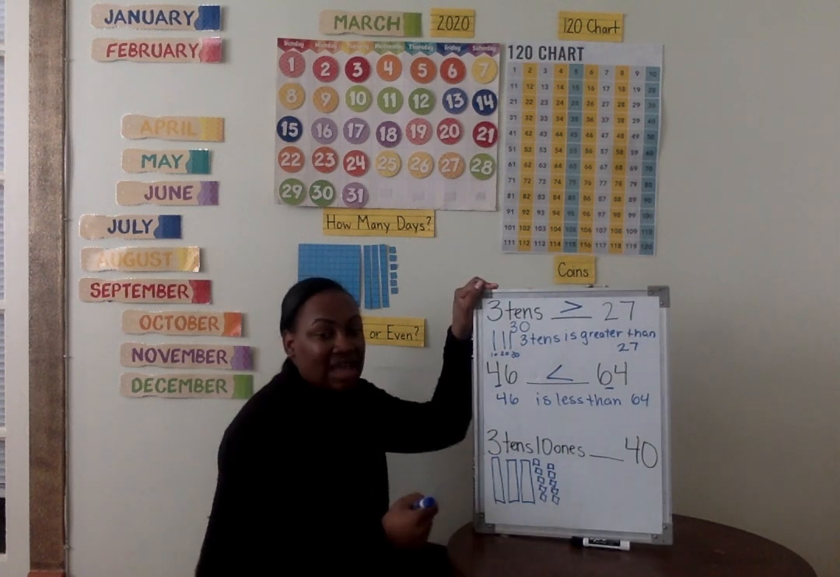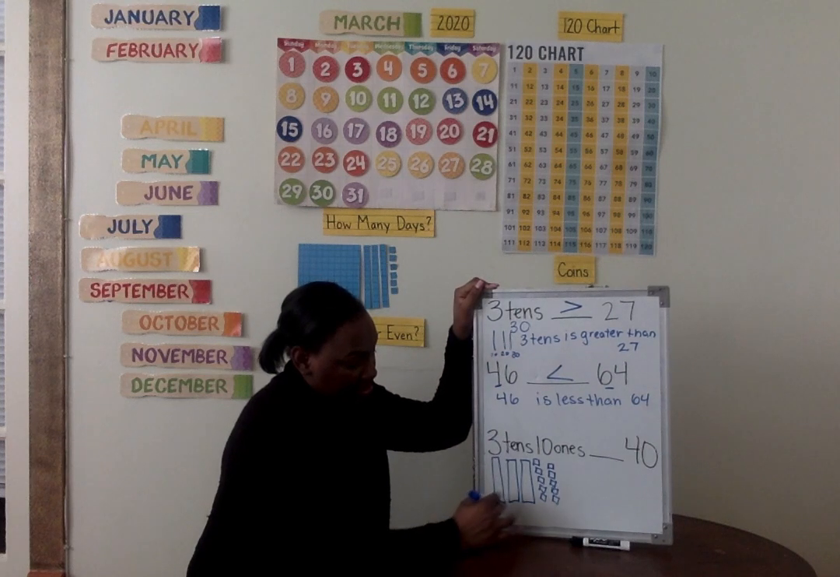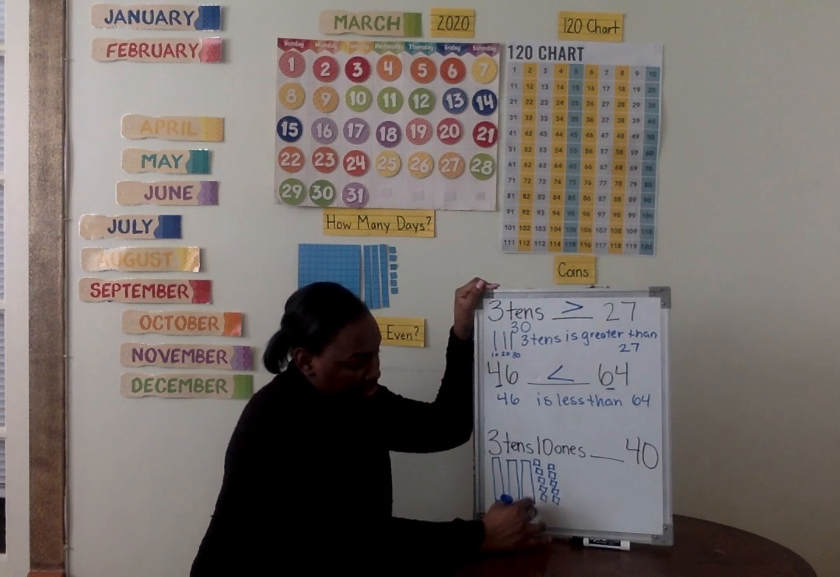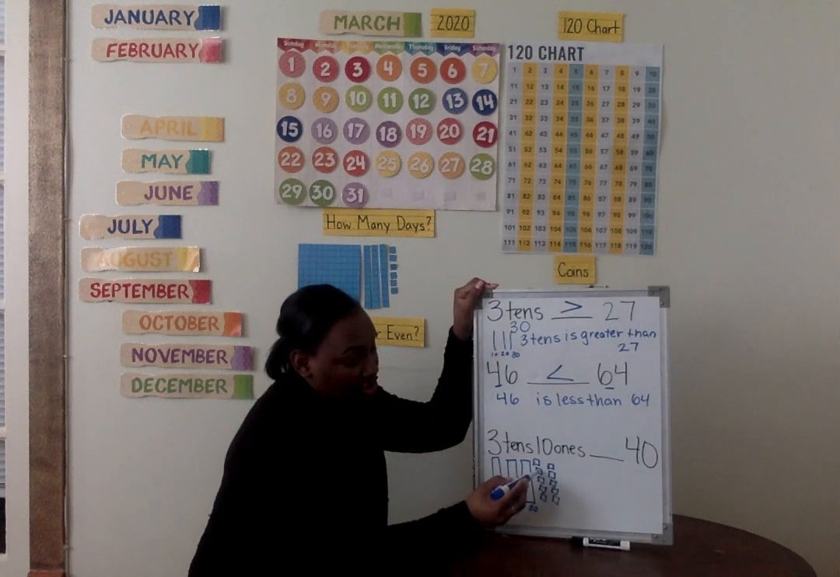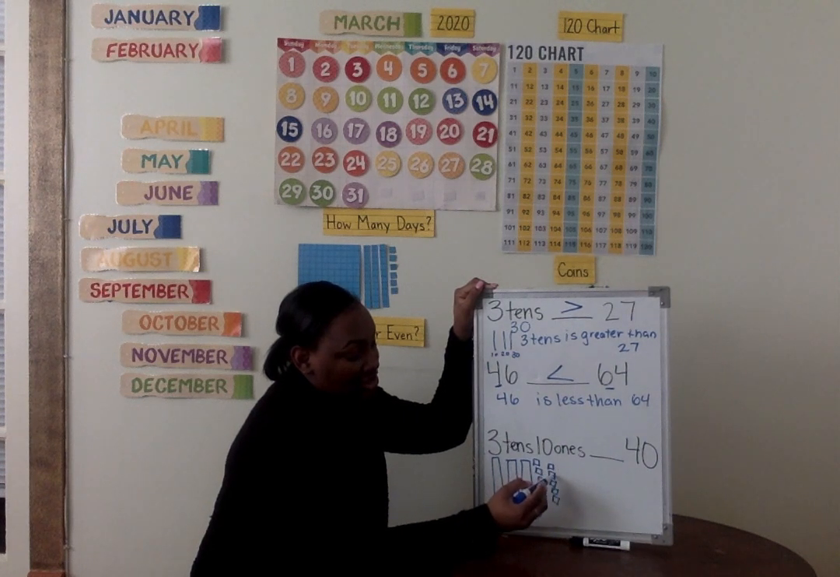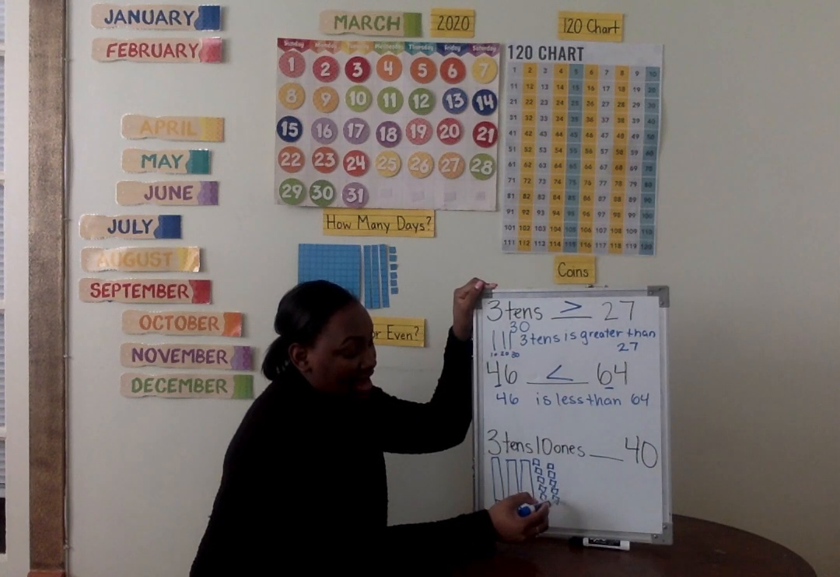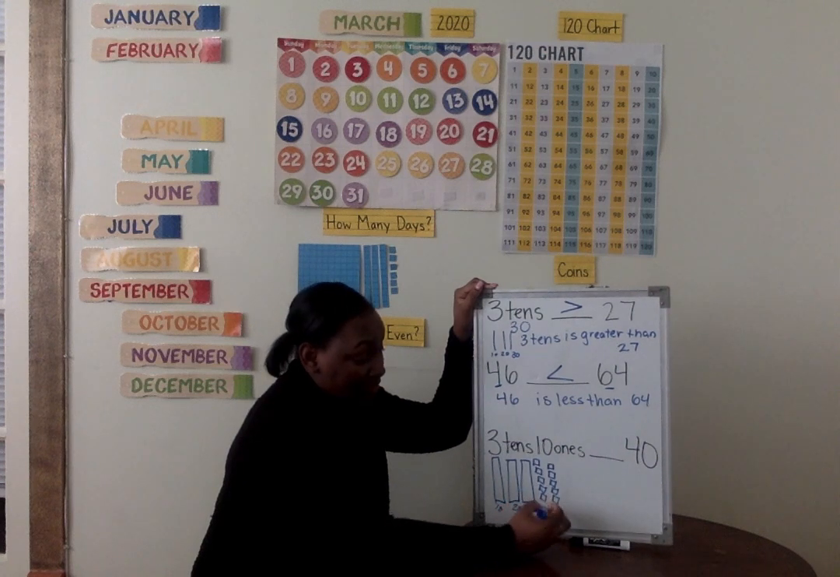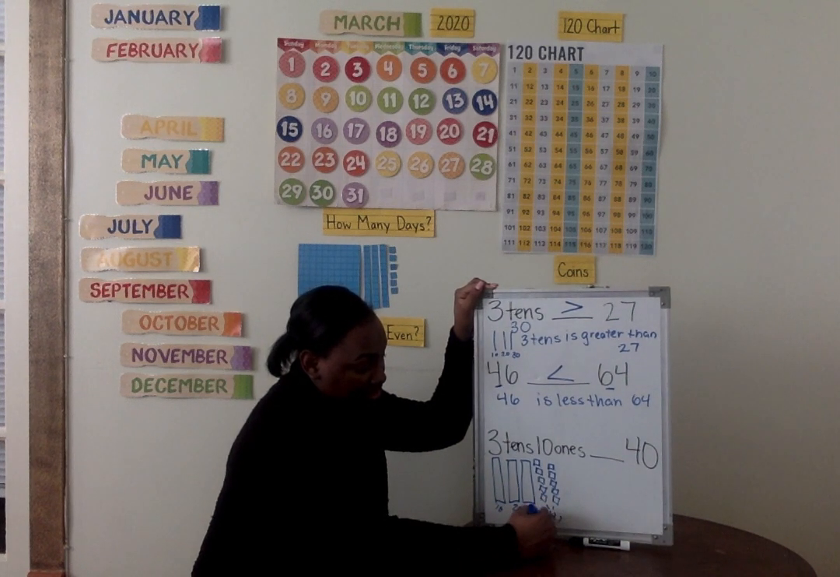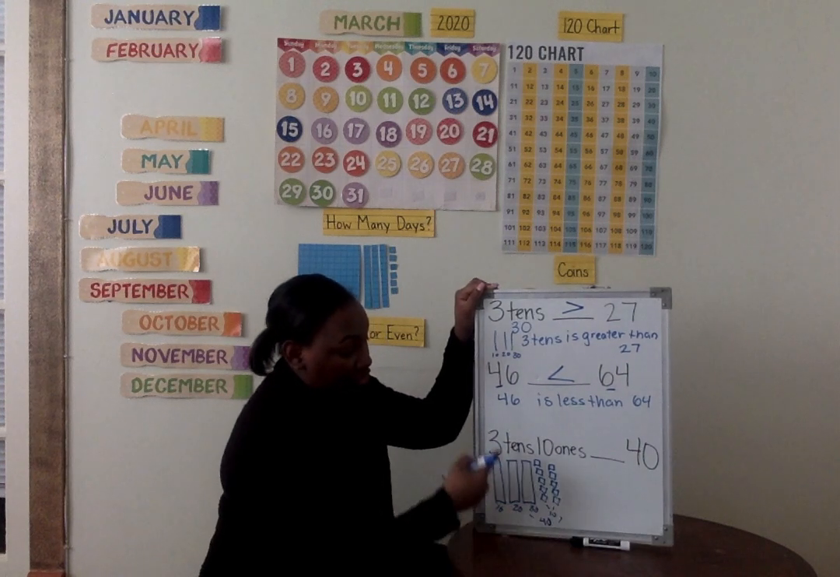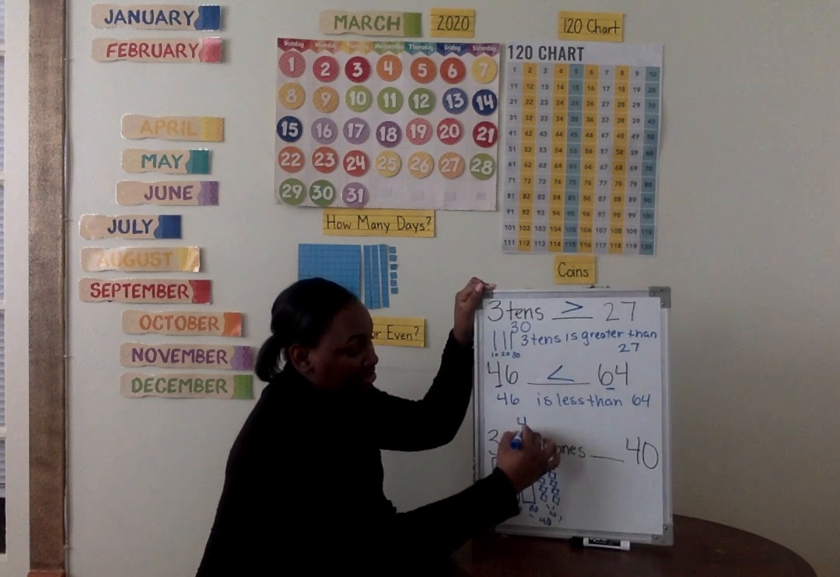Now I'm going to count to see how many I have all together. Count with me. 10, 20, 30. Stop. Switch. Count by 1. 31, 32, 33, and so on. Together, this makes another 10. So 10 plus 10 plus 10 plus 10 gives me 40. So 3 tens and 10 ones is the same as 40.